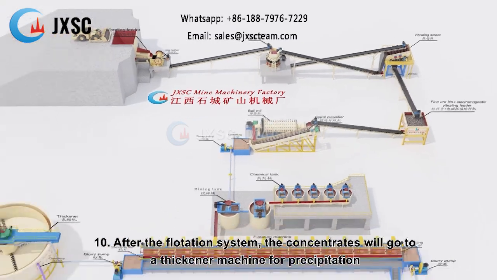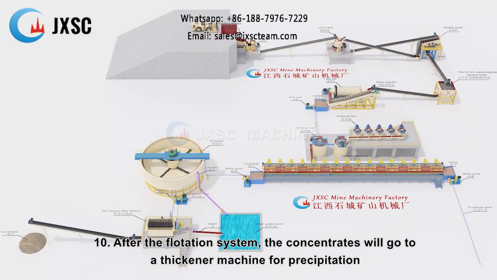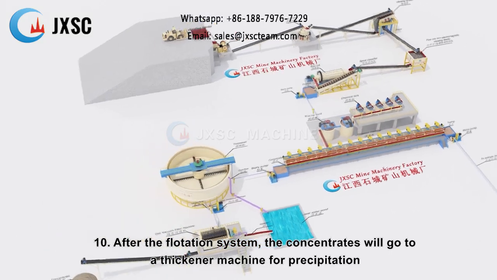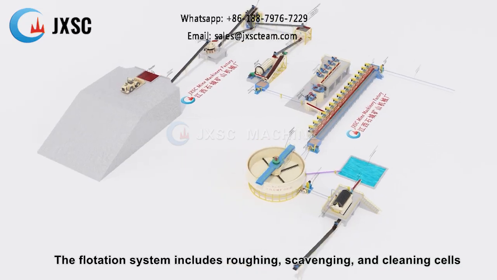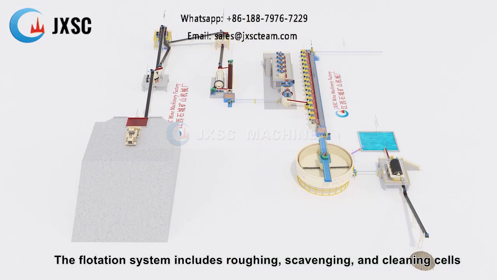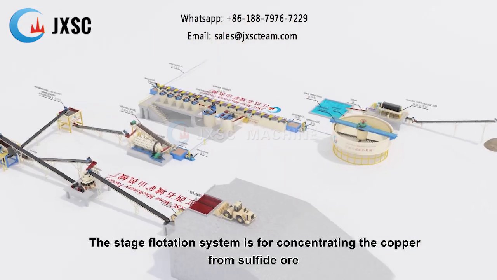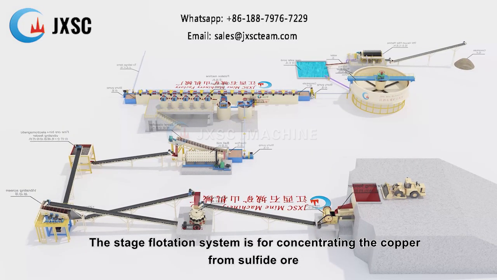10. After the flotation system, the concentrates will go to a thickener machine for precipitation. The flotation system includes roughing, scavenging, and cleaning cells. The stage flotation system is for concentrating the copper from sulphide ore.